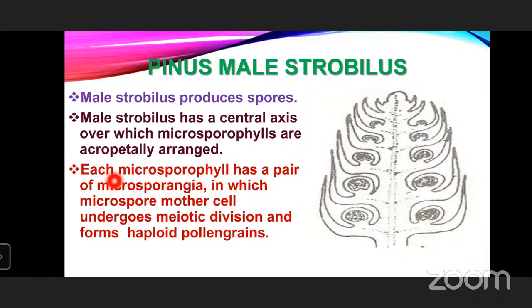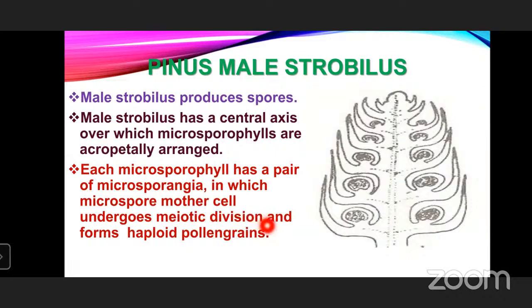Okay. So the male strobilus consists of microsporophylls and each microsporophyll consists of a pair of microsporangia, and inside the microsporangium, microspore mother cells are there. Each microspore mother cell divides meiotically and produces 4 haploid microspores or pollen grains. In meiosis, one cell divides to form 4 daughter cells. So one microspore mother cell divides meiotically to produce 4 haploid pollen grains.